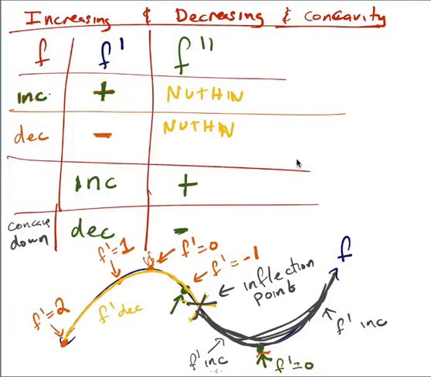So in the yellow, what is the function? It's concave down, right? So it's like a hat. And then in the gray here, where the derivative is increasing, it's concave up, right? Does that make sense?